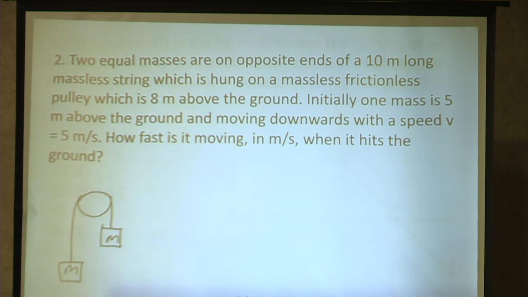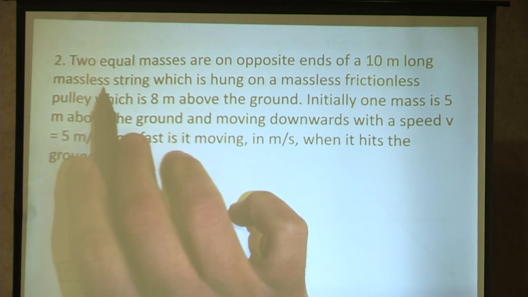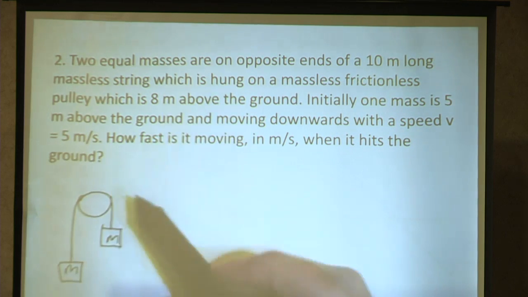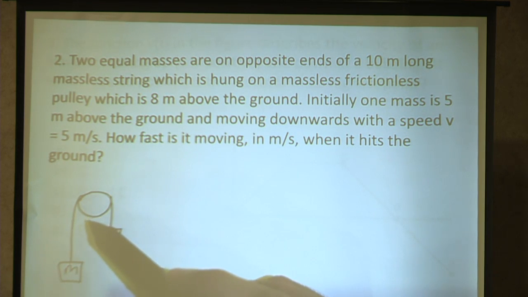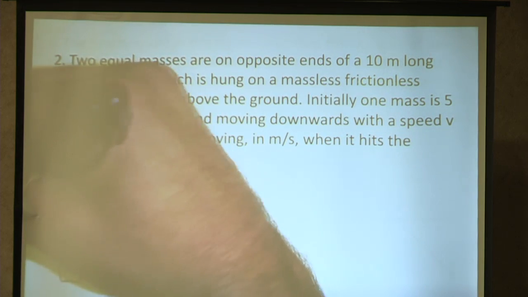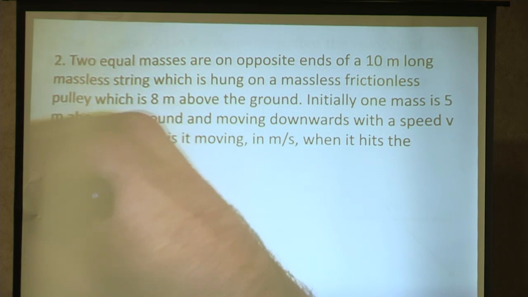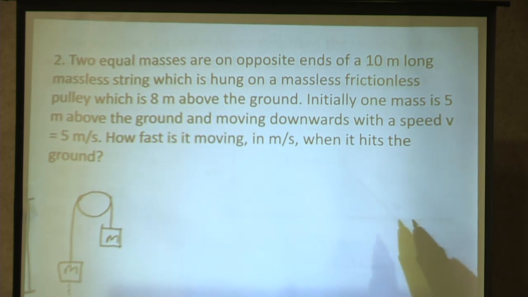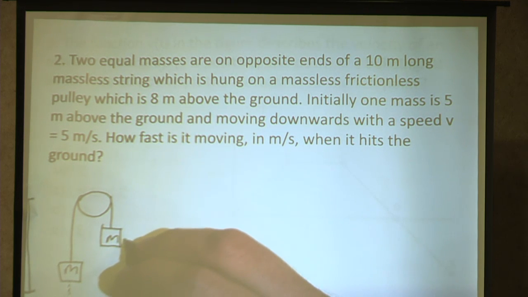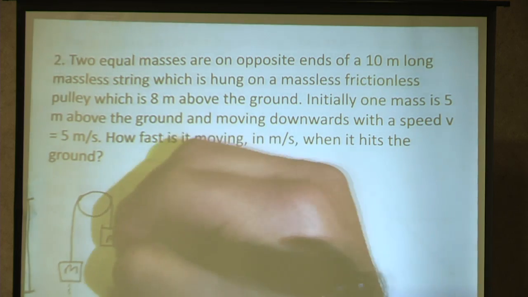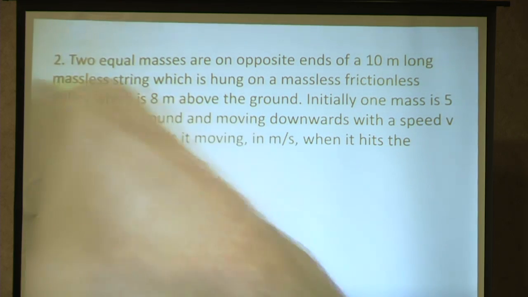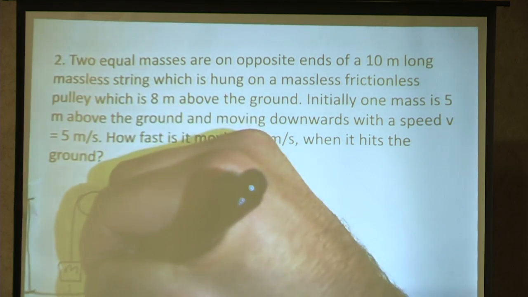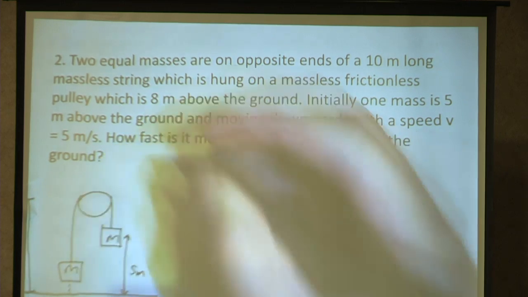So the whole string is 10 meters long, and the pulley is 8 meters above the ground. Let's call this 8 meters. So initially one mass is 5 meters above the ground. Let's just say it's this one for right now. Let's call this the ground. So this is 5 meters.